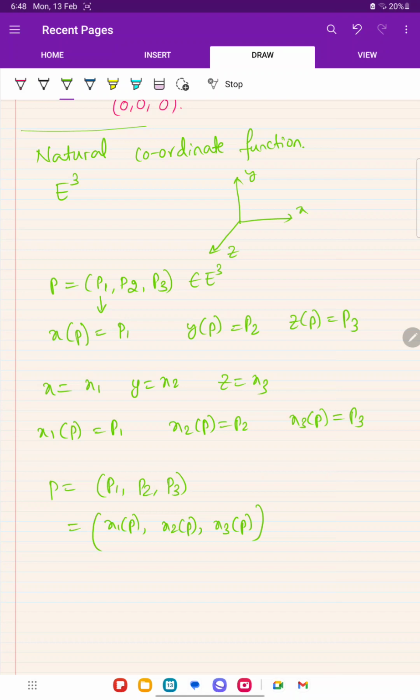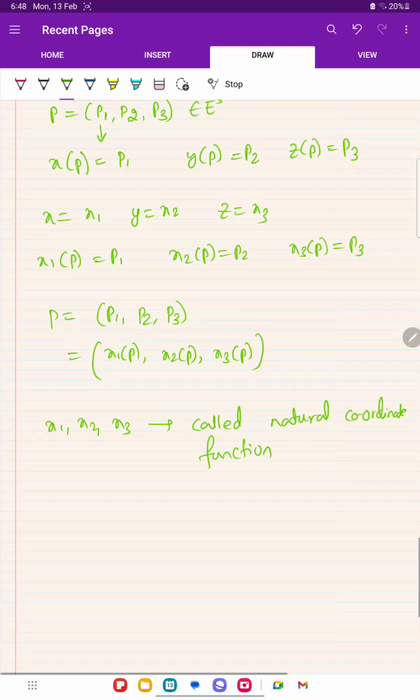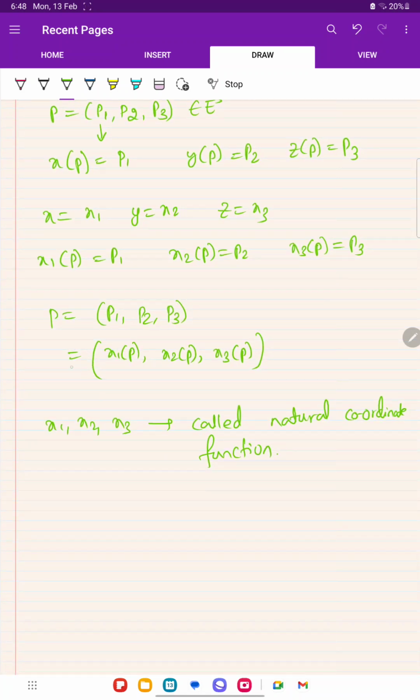Here these three functions x1, x2, x3 are called natural coordinate functions. Therefore, any point in E3 can be written with the help of natural coordinate functions at that point. So this should be remembered. This is the representation of the point P in terms of the natural coordinate functions x1, x2 and x3.